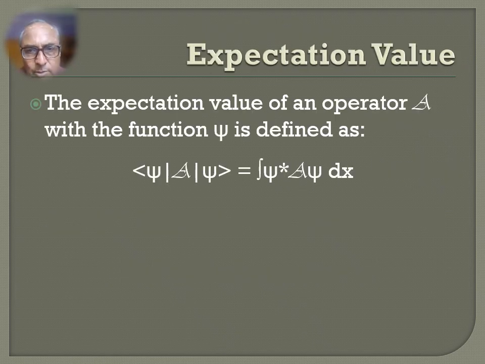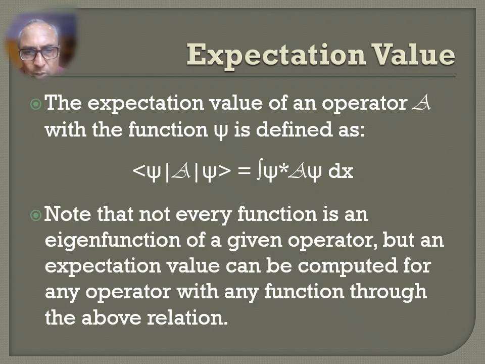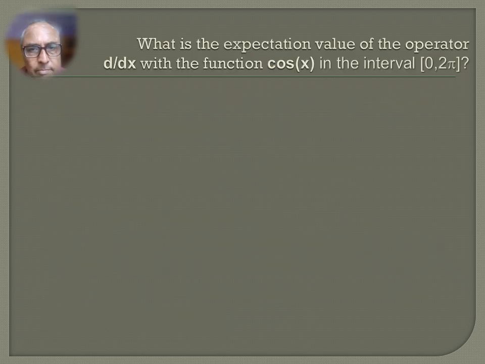The expectation value of an operator A with the function psi is defined as bra psi A psi ket, or in integral notation as integral psi star A operating on psi dx. Note that not every function is an eigenfunction of a given operator, but an expectation value can be computed for any operator with any function through the above relation. What is the expectation value of the operator d by dx with the function cos x in the interval 0 to 2 pi?